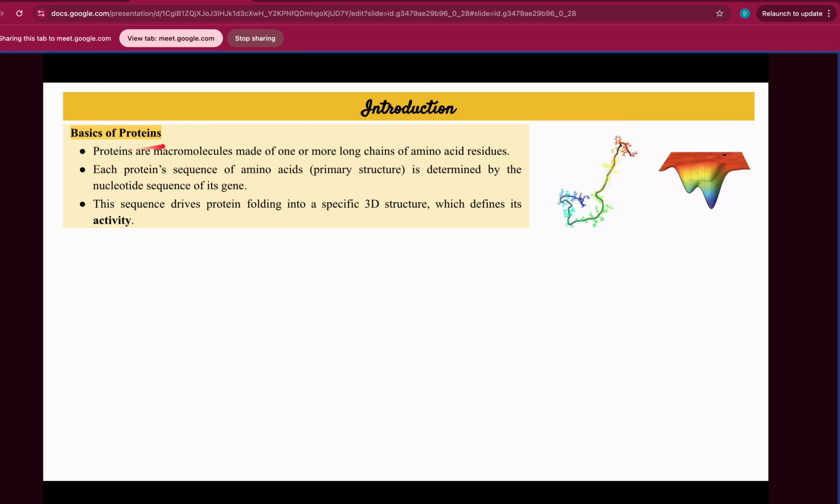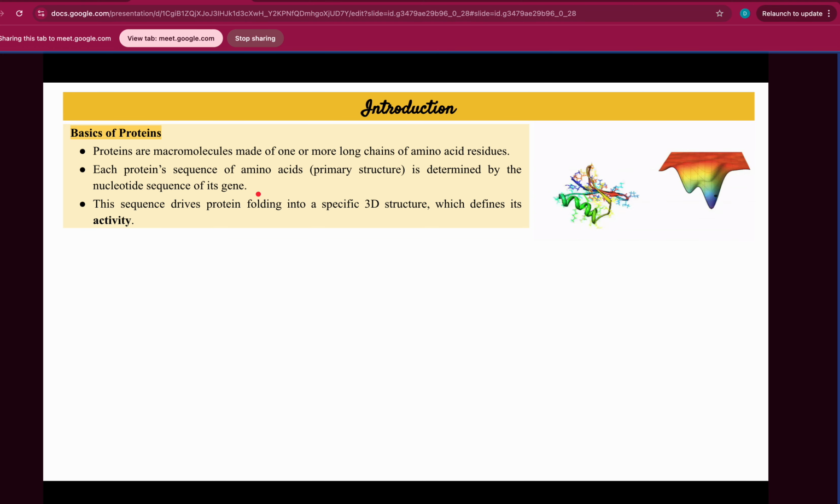So if we talk about proteins, these are macromolecules made up of one or more long chains of amino acid residues, as you can see. This long chain interacts with itself and gets folded into a particular structure. This is the energy landscape, and the least energy structure represents the native state, the most stable structure. So the ultimate aim of a protein is to reach this global minimum structure. Each protein's amino acid sequence is determined by the nucleotide sequence of its gene.